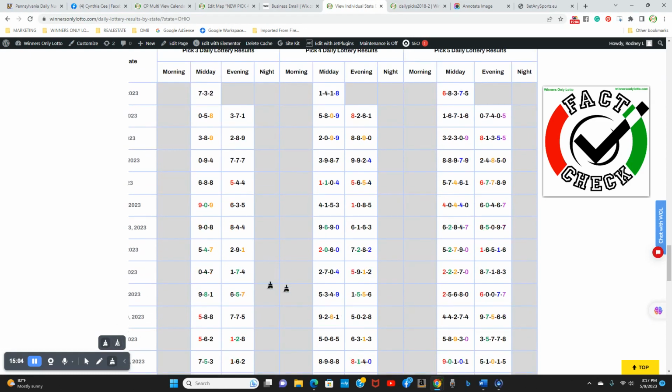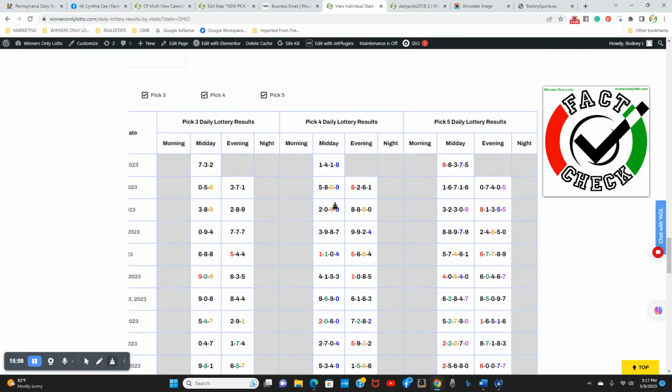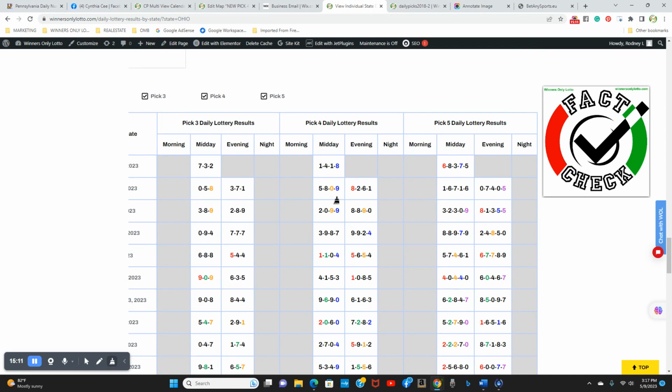And when I look at this right here, look at that. Look at this. Blue, blue, blue, blue, blue, green, green. I can clearly see the wins and the patterns.